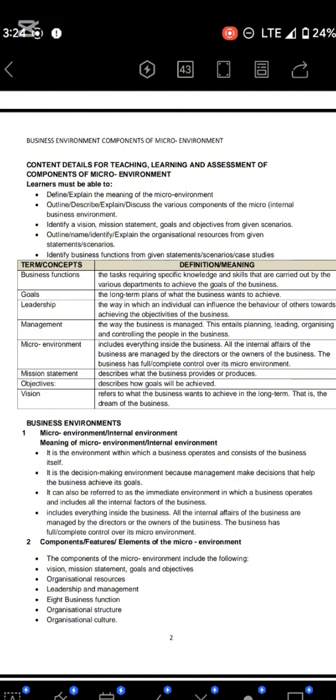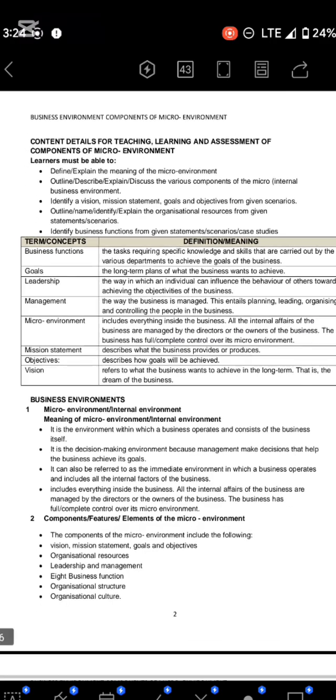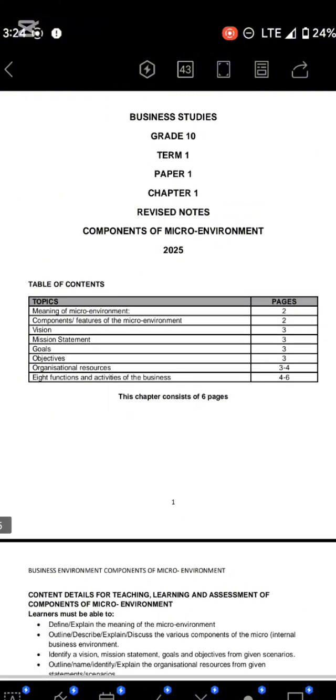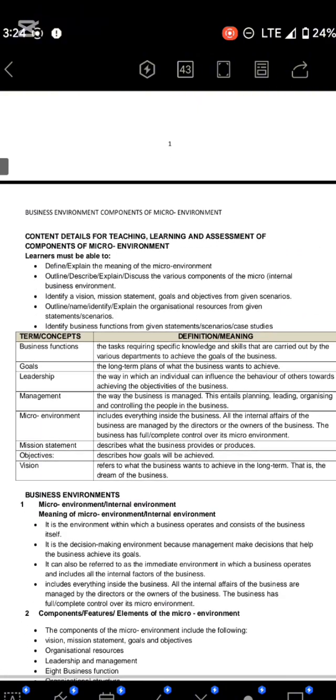Let's get into it. So, the first topic that we're going to be getting into is none other than the components of the microenvironment. All right. So, these are the basic terms that you have to learn and understand when relating to the microenvironment.